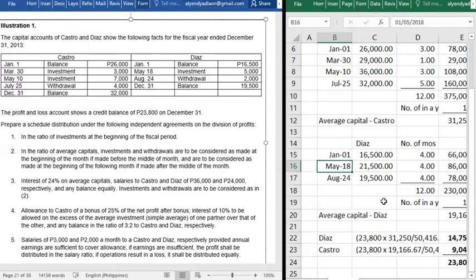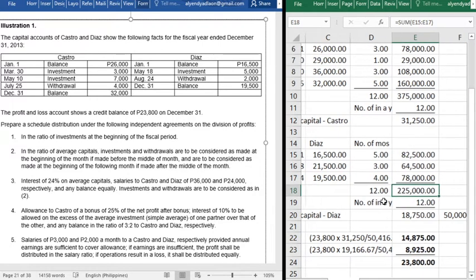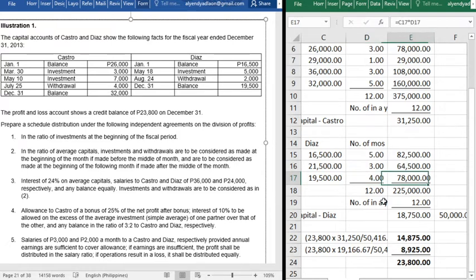There is a mistake here, class, because the May 18 should be treated as May 31, right? It should be January, February, March, April, May. So this should be 5 months. And for the May 18, it's treated as May 31, so we only have June, July, and August. Then we have 3. And then August to December, that is 12. So here is our average capital. Same method. My mistake was only that the number of months was incorrectly counted.